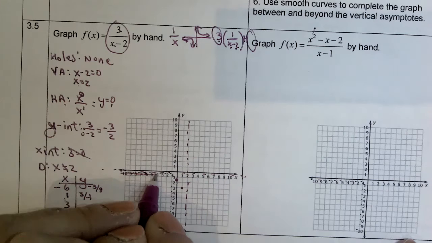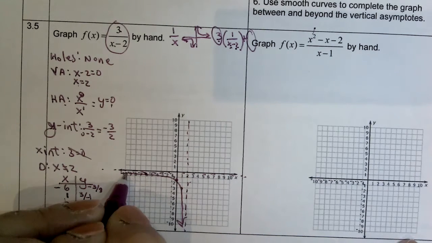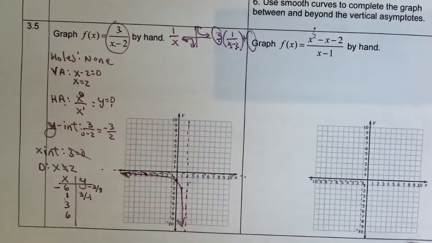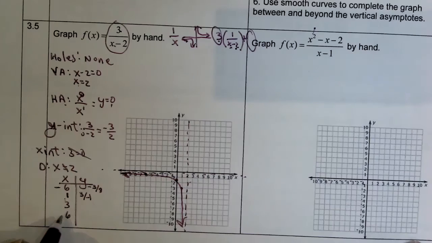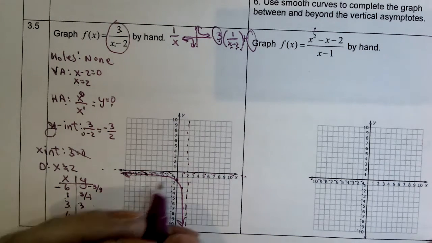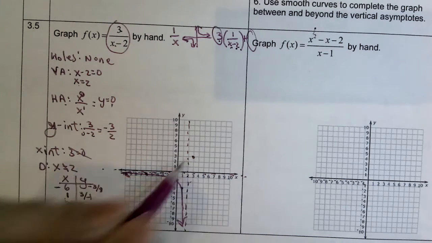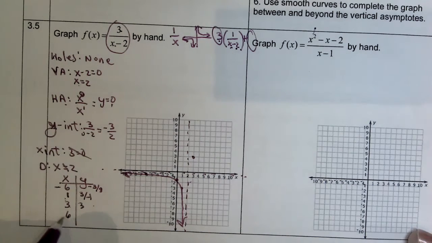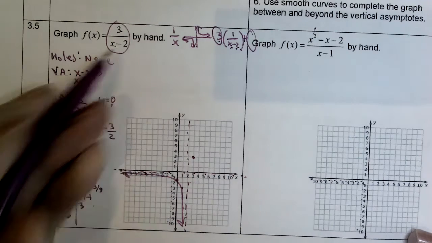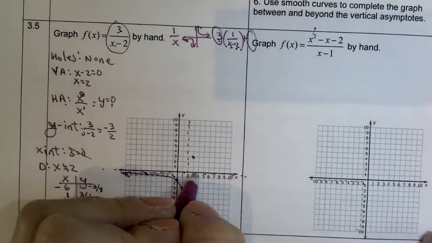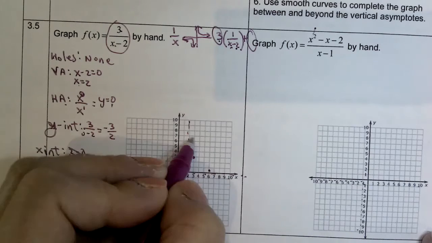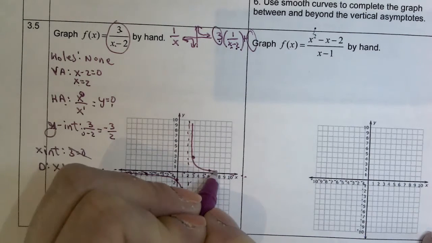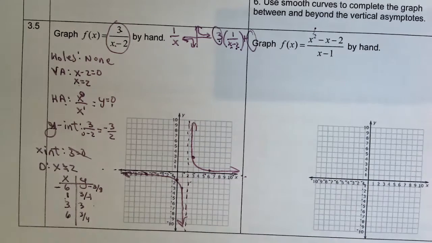Well, this thing looks like that reciprocal function. It's just shifted over 2. If we do 3, it's going to be 3 over 3 minus 2, which is 3 over 1, which is 3. So my 3 is going to be at 3 here. If I do 6, I'm going to have 3 over 4, so that's somewhere in here. So my function is going to go something like that, and I'm done graphing it. I've graphed it by hand.